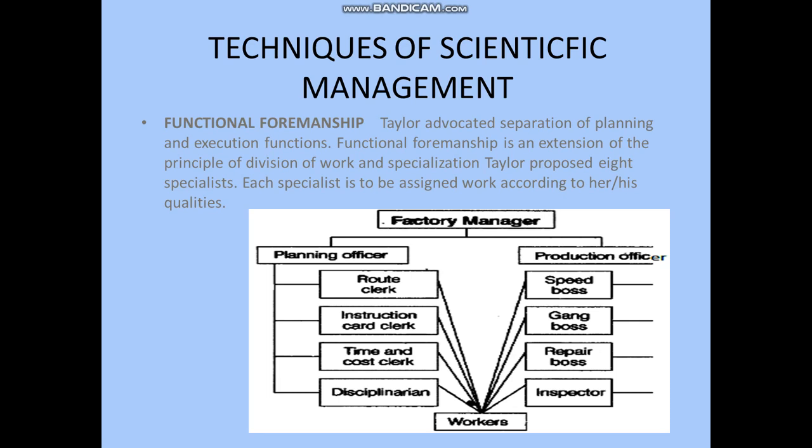Then the third one, repair boss. This boss ensures that machines and tools are kept in working condition. This is the responsibility of the repair boss. Then we come to the next one, inspector. This boss keeps a check on the quality control of the output. So in this way, under this technique of functional foremanship, one worker is receiving instructions from 8 different bosses.